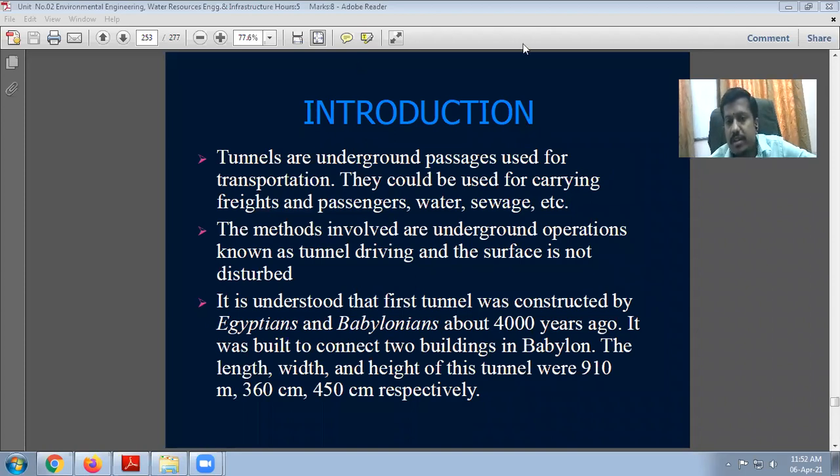The next part is nothing but the tunnels. Okay, now what are the tunnels if you want to learn? So the tunnels are the underground passages which are used for the transportation. These are used for carrying out the freights, passengers and the water or the sewage.